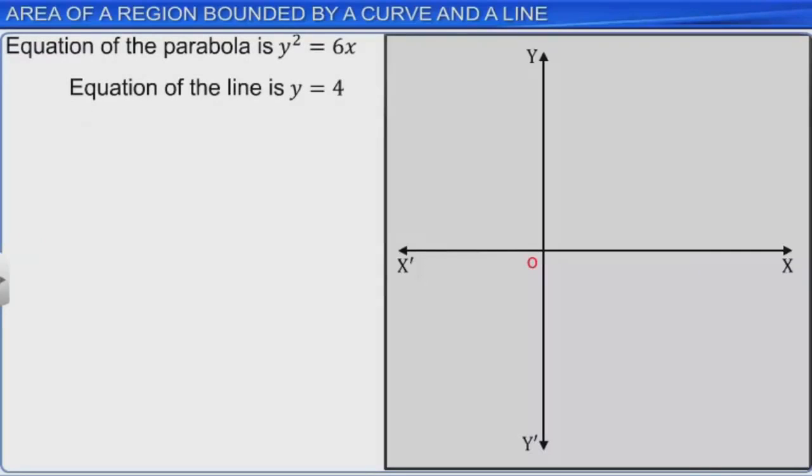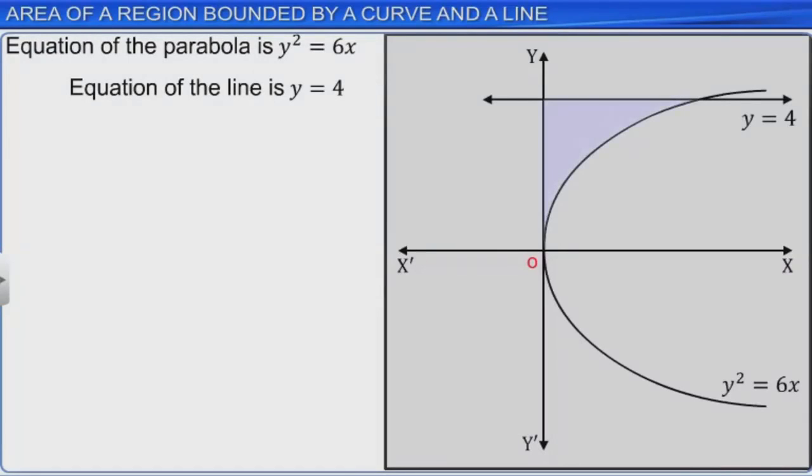We often come across situations where we have to calculate the area between a curve and a line, as shown here. In this figure, the shaded region is bounded by the line y = 4, the parabola y² = 6x, and the line x = 0. Let's learn a method to calculate the area of the shaded region.